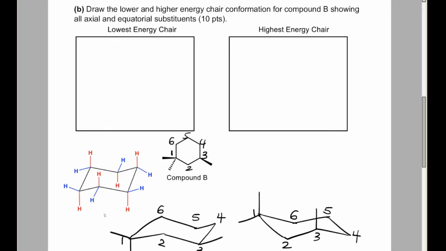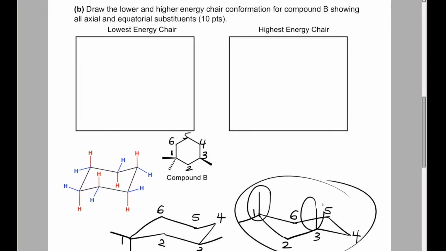So now we can go ahead and assign which one of these is the lower energy chair and which one of these is the higher energy chair. And by doing that, we just have to count the number of equatorial and axial substituents. So in this case, on this chair, there's 2 equatorial substituents, and then there's 1 axial substituent. And then this chair has 2 axial substituents and only 1 equatorial substituent.